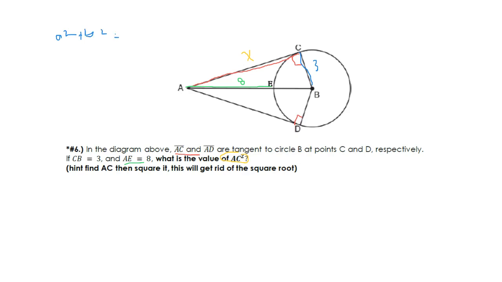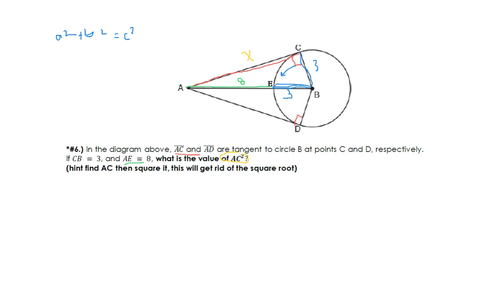I don't have a full side of my triangle right now. If I look at my hypotenuse, the one across from the 90, I only have A to E. I need the whole way across from A to B. But since the missing piece here is just the radius of the circle, it's also equal to 3.